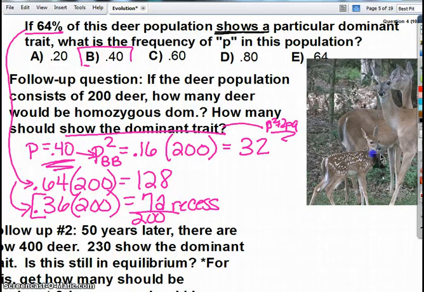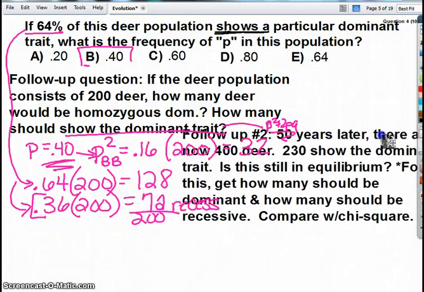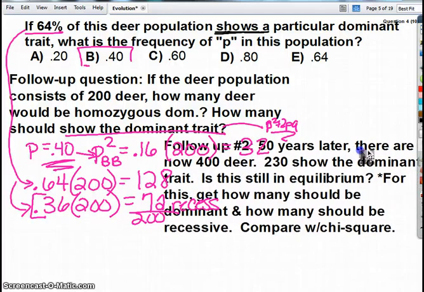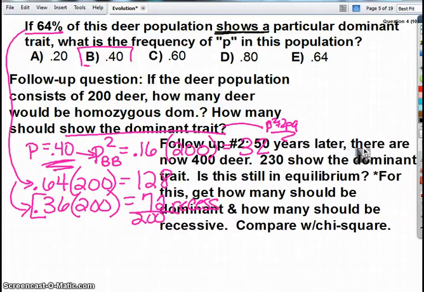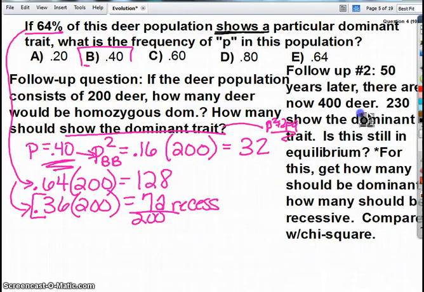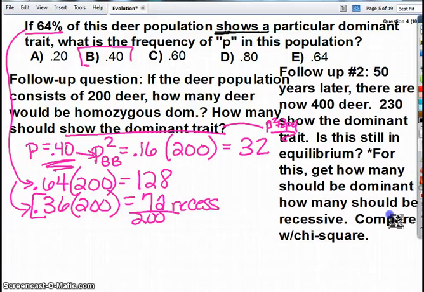Our next follow-up question, I'm going to move this out of the way and bring this over here. So follow-up number 2, 50 years later, there are now 400 deer. 230 show the dominant trait. Is this still in equilibrium or not? So let me squash this into the corner. All right, and then I'm asking you to do a chi-square test to see if indeed it's still in equilibrium.